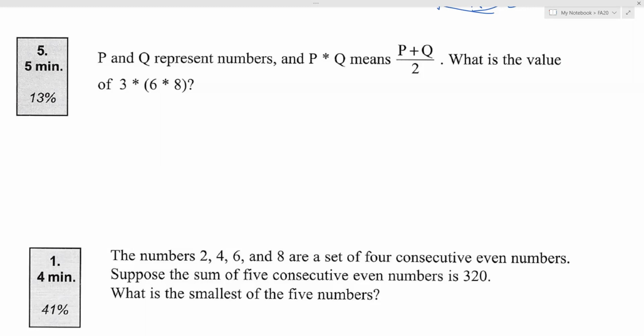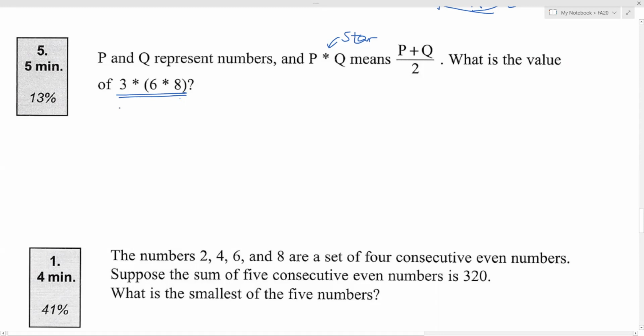So it says P and Q represent numbers. You can say this is a P star Q means P plus Q over 2. What's the value of 3 star parentheses 6 star 8? Okay, so what did you do? Step 1, I looked at 3.